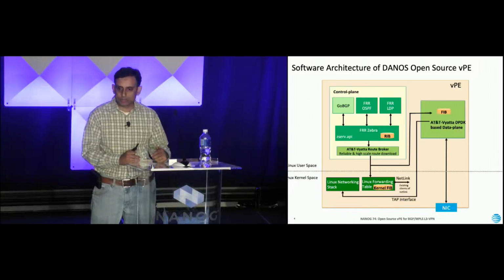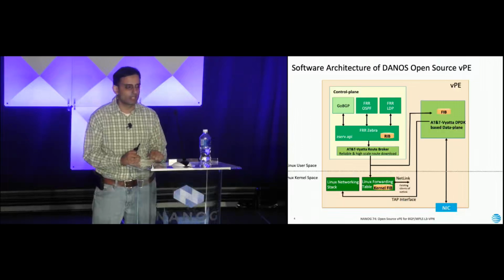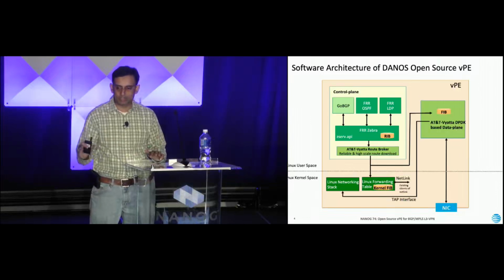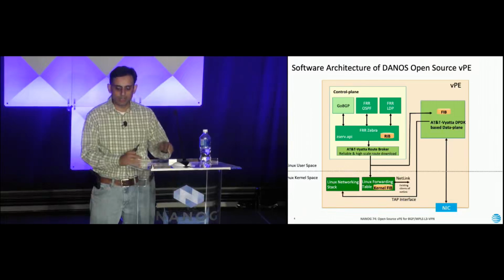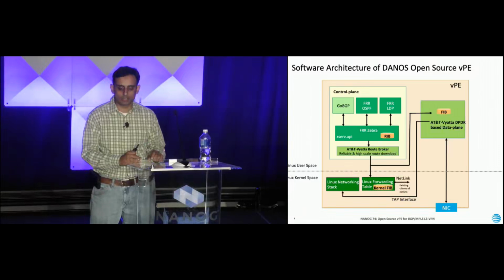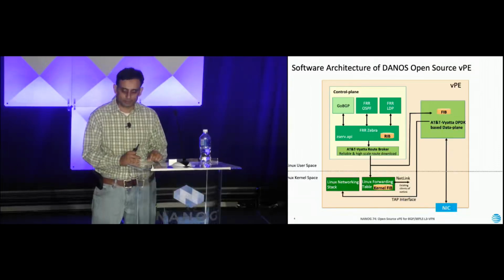The routes can also be pushed to the Linux kernel forwarding table. So in fact, when we replace the Viata's DPDK data plane with pure Linux, the route broker and the Viata FIB go away, and the FRR Zebra process directly communicates or installs routes into the Linux forwarding table.